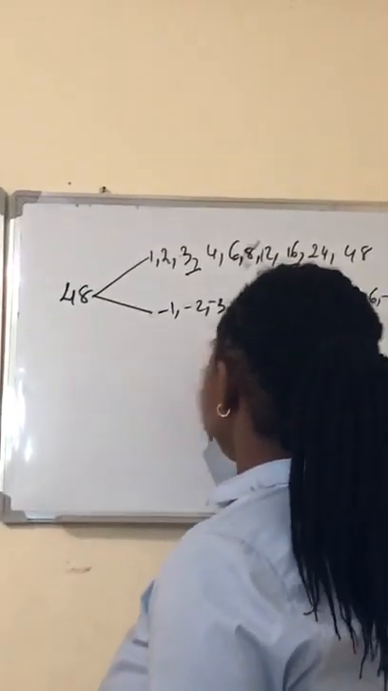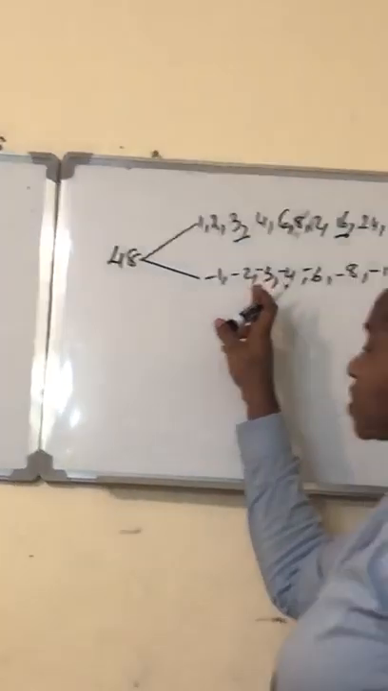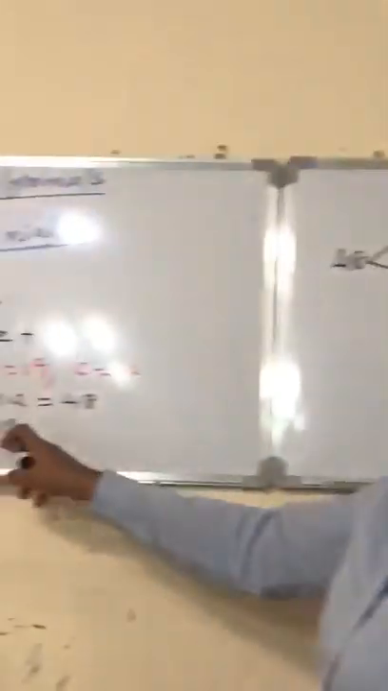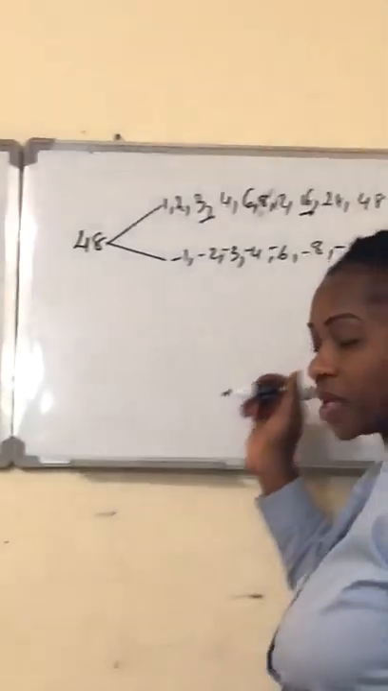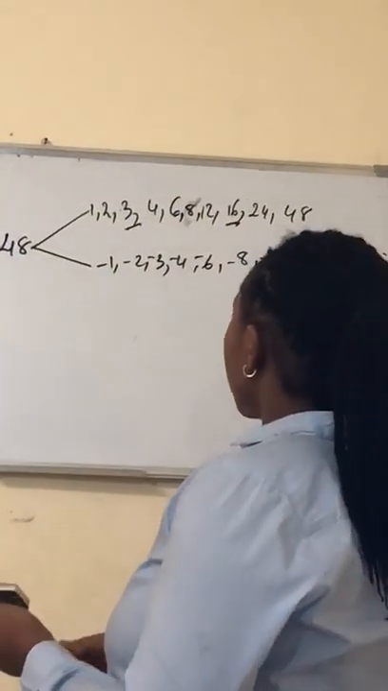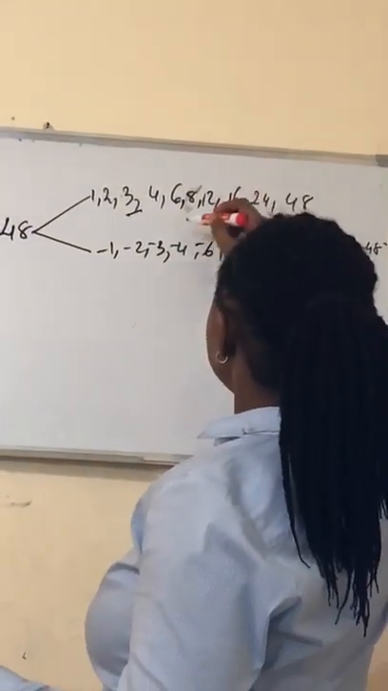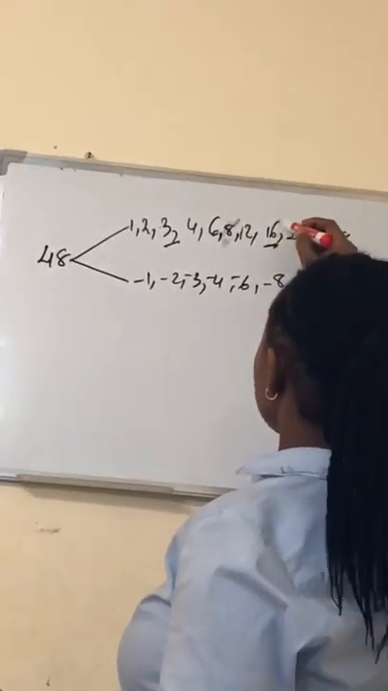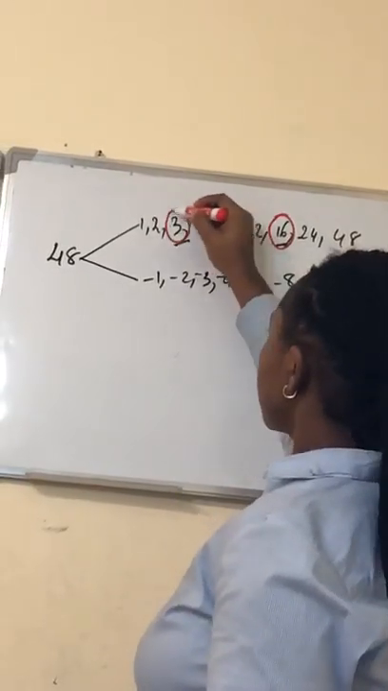Alright, so we're talking about the factors of 48, which when we multiply gives us 48, and when we add gives us 19. So again, when we do our verification, we discover that, remember, all the signs are positive, so we have positive 16 and a positive 3.